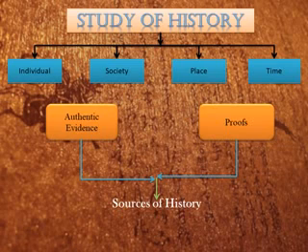Individual, society, place and time are important elements in the study of history because it helps us to understand the individual, people and society and gives us data on how people and societies lived and behaved at a particular time and at a particular place in the past, which is possible through the study of various sources of history. History must be based on authentic evidence and proofs, which are known as sources of history.